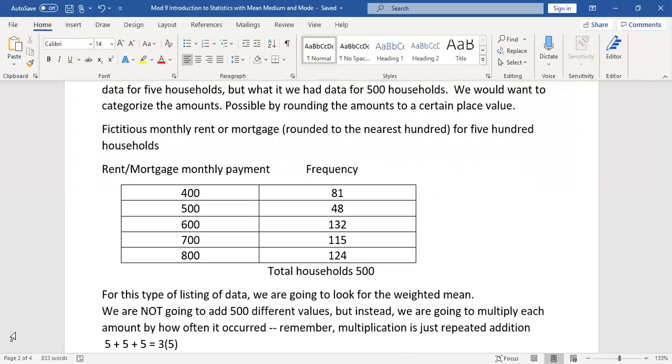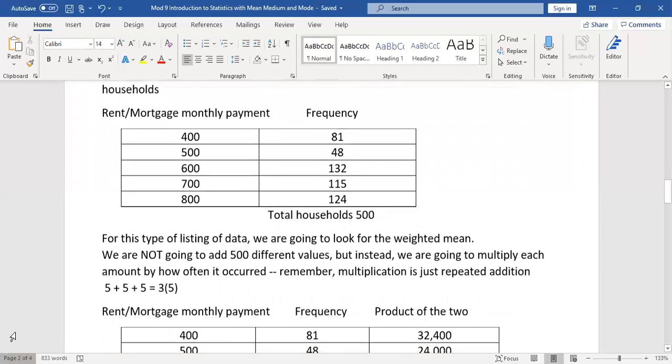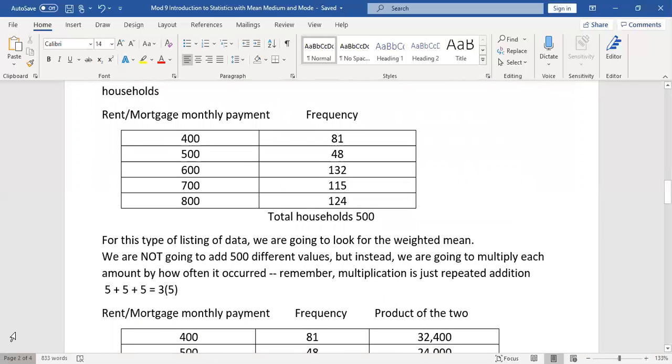So for this type of listing of data, we're going to look for the weighted mean. We're not going to add 500 different values together, but instead we're going to multiply each amount by how often it occurred. Remember, multiplication really just is repeated addition. 5 plus 5 plus 5 is the same thing as 3 times 5.